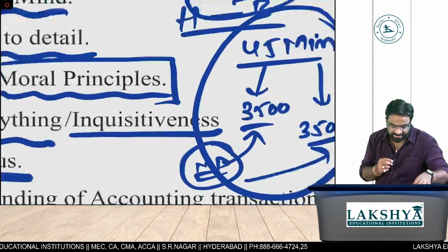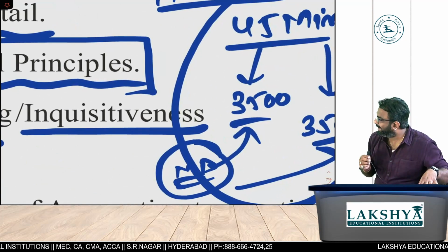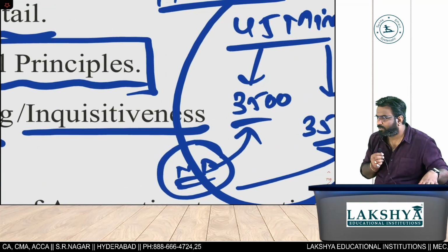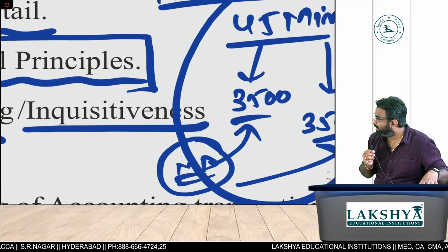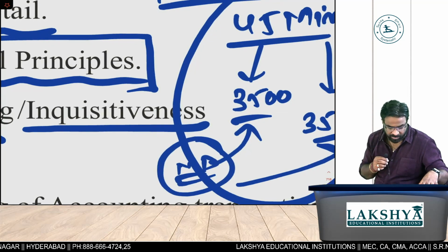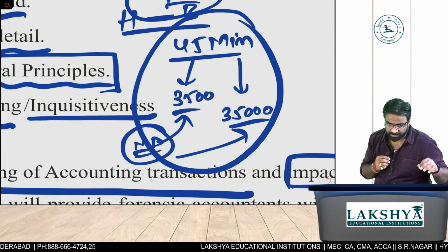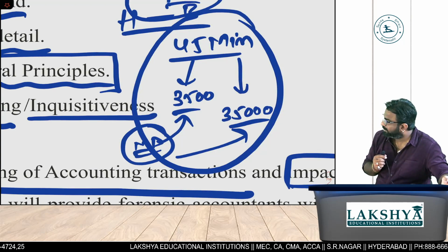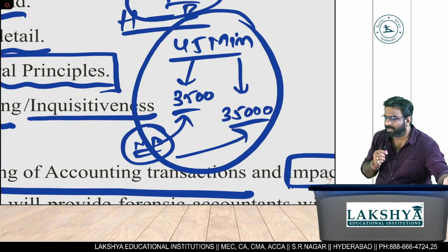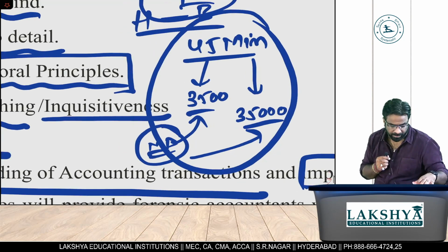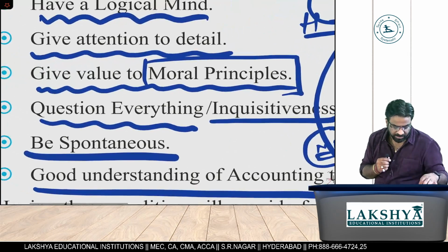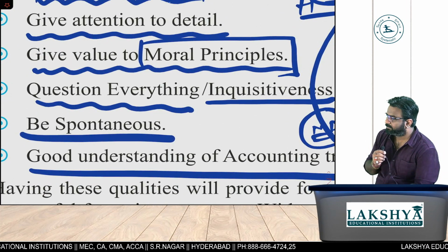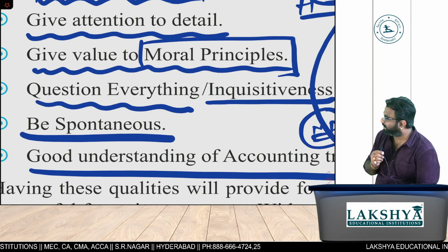And write this word as it is, inquisitiveness. Fourth one, inquisitiveness, and in brackets write curiosity and being curious. Inquisitiveness, in brackets, being curious, right? Meaning always attentive. Next one, be spontaneous.